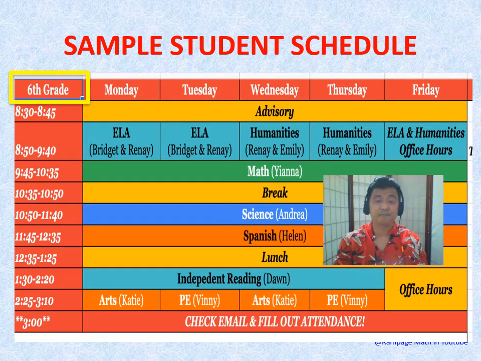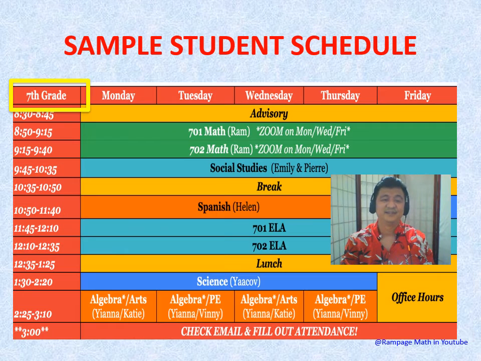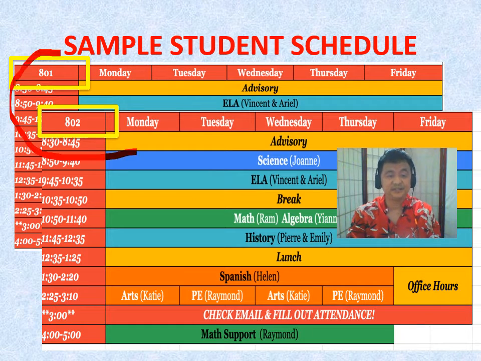So this is a sample student schedule for the 6th grade. This is for the 7th grade. See, everything is scheduled. The students even know when to Zoom or not to Zoom. This is an 8th grade schedule.